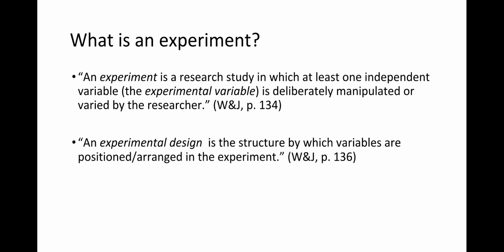What is an experiment? And what is experimental design? Our textbook, page 134, says an experiment is a research study in which at least one independent variable, the experimental variable, is manipulated and varied by the researcher. If you have at least one independent variable that is deliberately manipulated and varied by the researcher, that is experimental research. If you don't have any independent variable that is deliberately manipulated or varied, that cannot be an experiment, right?